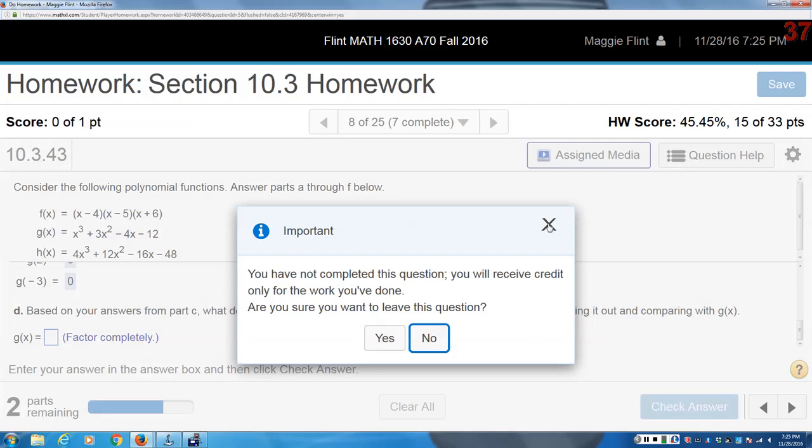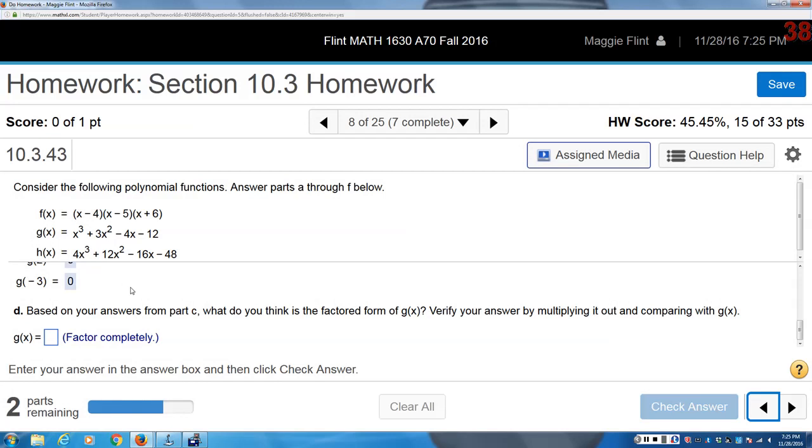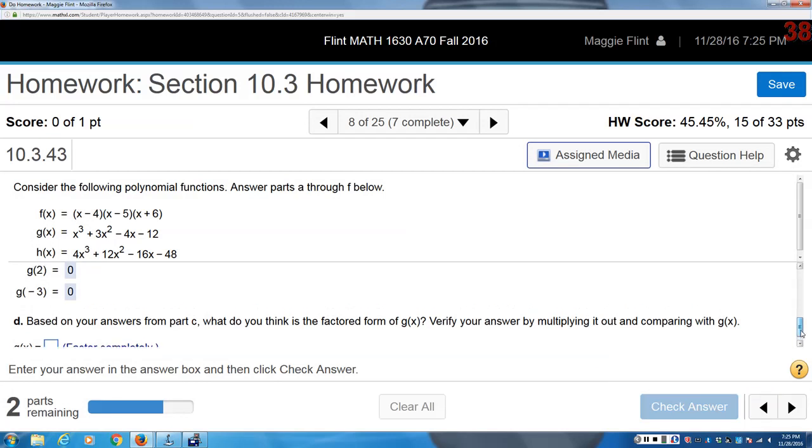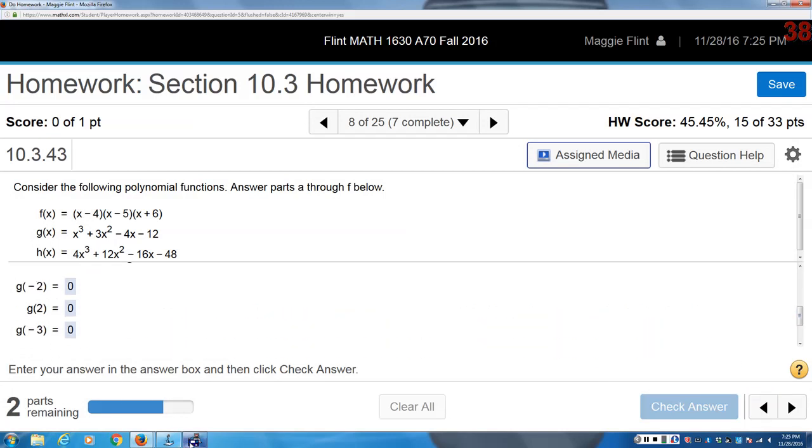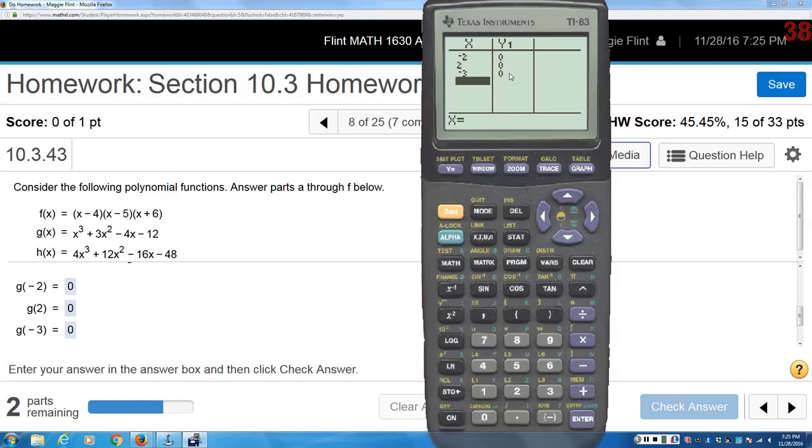Oh, wait, cancel. No, I want to finish this before I do that. Let me go back up for a second to that one. The thing they didn't tell you about all of those coming out to be 0 is that you could use that information to factor that cubic equation. X cubed plus 3x squared minus 4x minus 12 would factor to x plus 2 times x minus 2 times x plus 3. I'll let you verify that for yourself.